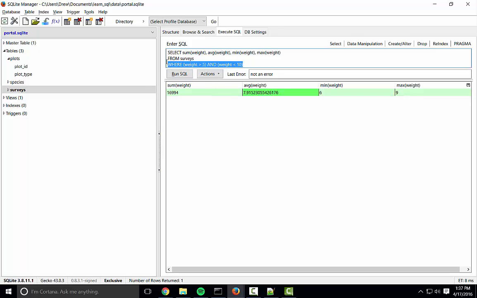So what's happening here is that this where clause is filtering the rows of surveys, and then the aggregation functions are happening after that point.